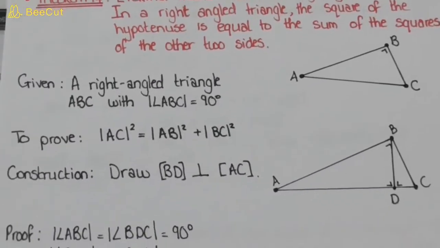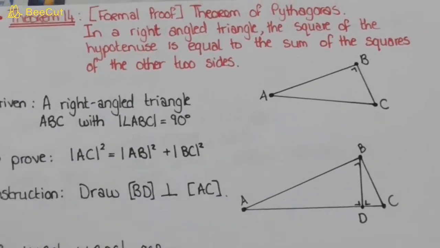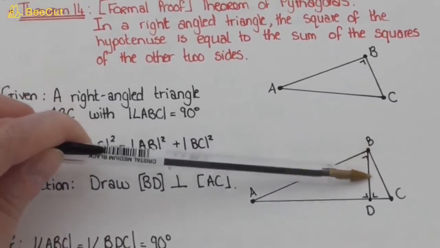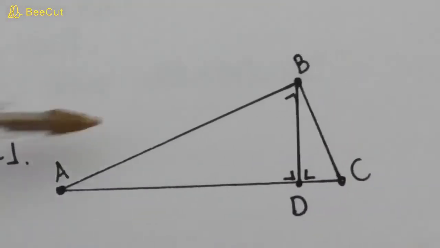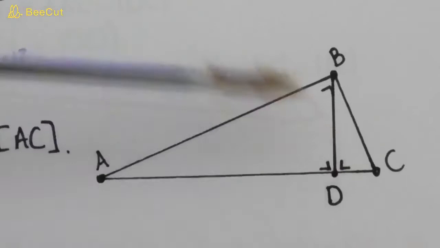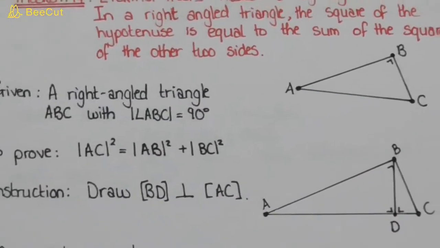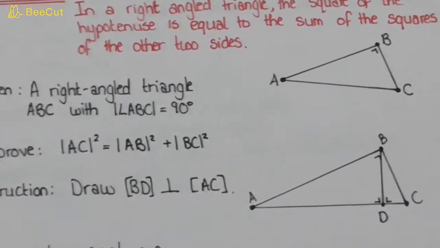Now, construction. Draw BD perpendicular to AC. So I'm dropping a perpendicular from this vertex B down to the side AC. It's completely vertical, which means it's creating a 90-degree angle here and here. So that's your construction. You can do it in red pen if you want to show that it's the construction part. Then the proof.